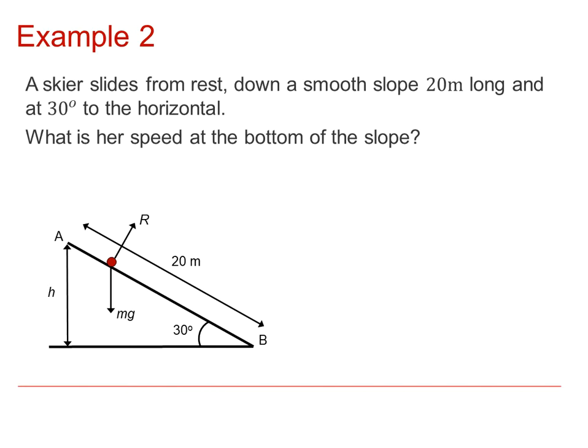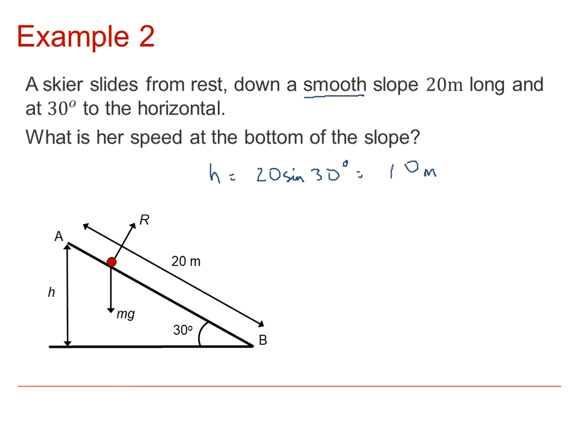So here we have a skier that's going 20 meters down a slope which is inclined at 30 degrees to the horizontal, and we want to find her speed at the bottom of the slope. We're told that the slope is smooth. So in other words, we're ignoring any frictional forces that there might be on the slope, and we're also ignoring any air resistance. So firstly, h will be equal to 20 sine 30, and that's equal to 10 meters. So the vertical height that she falls is 10 meters.